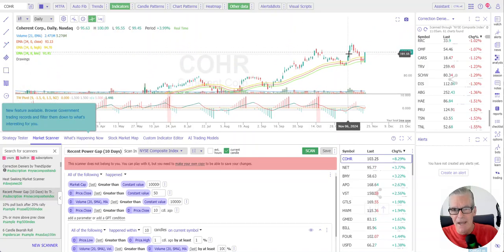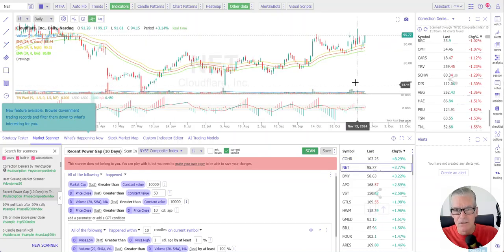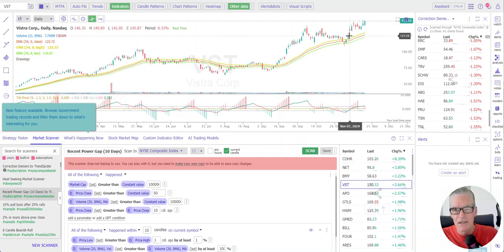COHR, here's your gap. This one did come back down into the 34 bands to sort of fill in that gap and then some, and then a big rally up today. NET is a software play. Here's your gap up to 52-week highs, pull back into the 34 bands. That's actually not a bad little setup right there. We are long VST. Here's your gap up right here and a nice sideways consolidation. Today back up to 52-week highs.